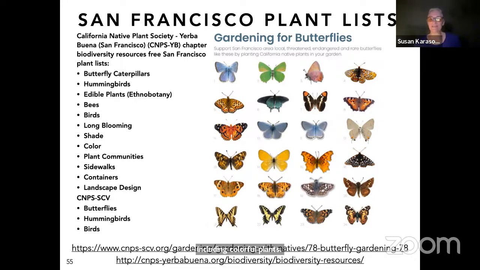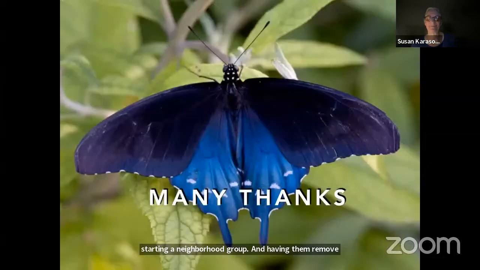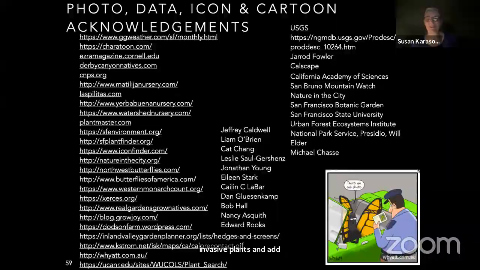California Native Plant Society, Santa Clara Valley also has butterfly gardening directly available on your website. And just so many groups that you can go off and specifically garden for butterflies. But I strongly recommend you join a very local group. The two green spaces that I steward are a block and a half and then two blocks from me. I know that I'm too lazy to get in my car and go somewhere, at least on a regular basis. So consider taking an existing neighborhood group or starting a neighborhood group and having them remove invasive plants and add natives. So thank you so much to all the people who took all the pictures.